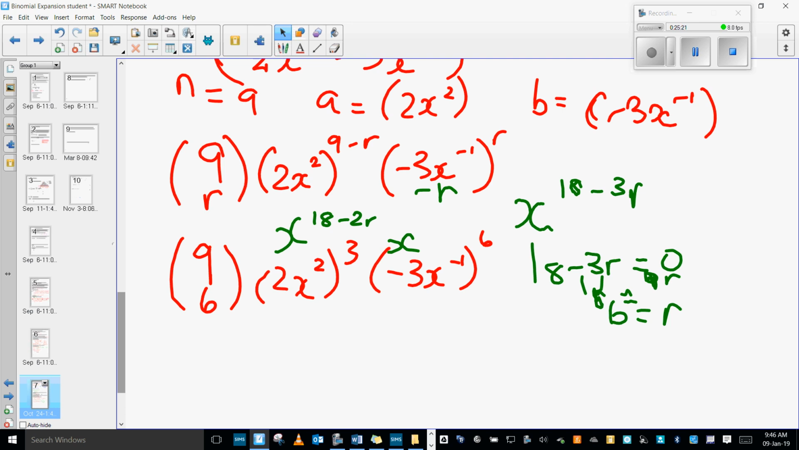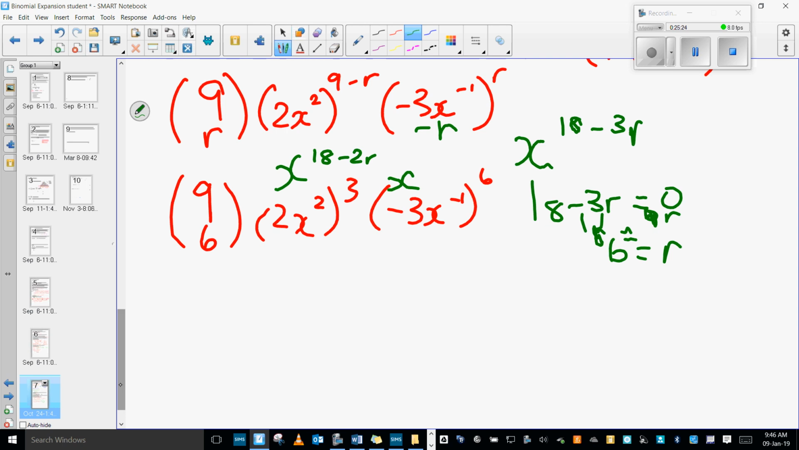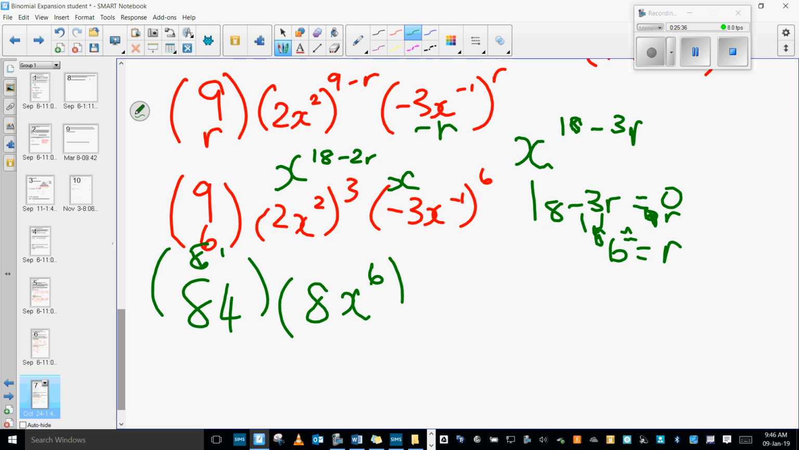So what's 9 choose 6? 84. And then we've got 2 to the power 3, so that's going to be 8, x to the 6. And then here we do need to deal with the number because it's not just a negative 1. So we've got negative 3 to the power 6. Because it's negative and it's an even power, we know it's a positive number. So what's 3 to the power 6? 729. And that's x to the negative 6. And obviously our x to the 6 and our x to the negative 6 cancel. So that gives us our constant term.